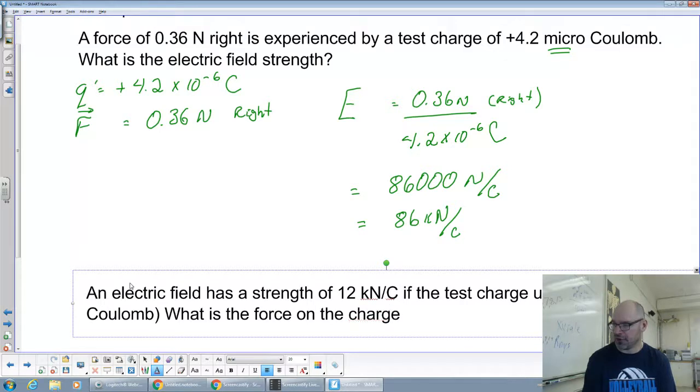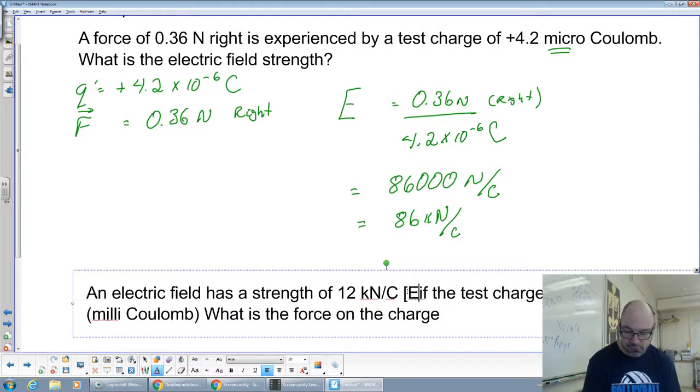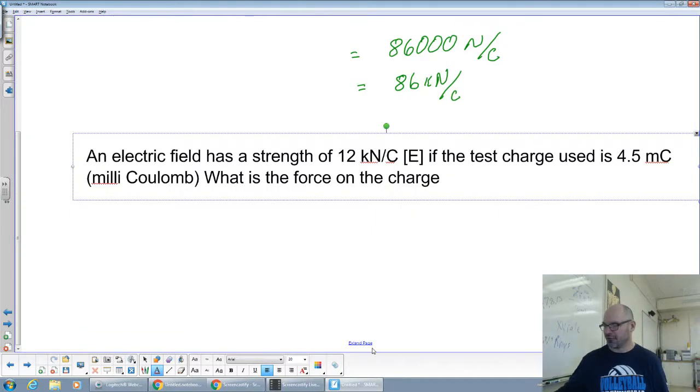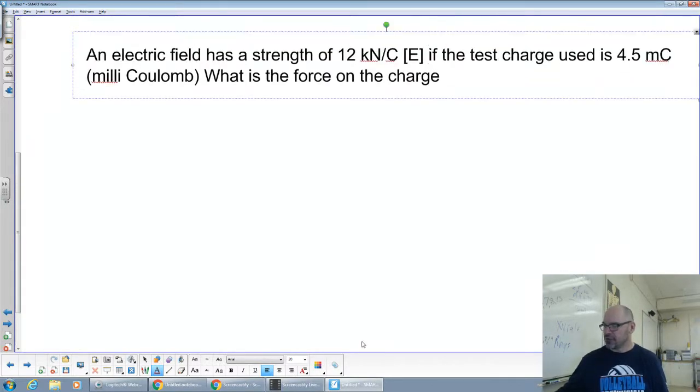Okay, and they didn't put a direction on the electric field, so I should put a direction there. Let's say it's east. Always have a direction on your electric field. So let's say it's going to the east. Okay, so this one is just the same kind of question, but we're going to be doing some manipulation of it.